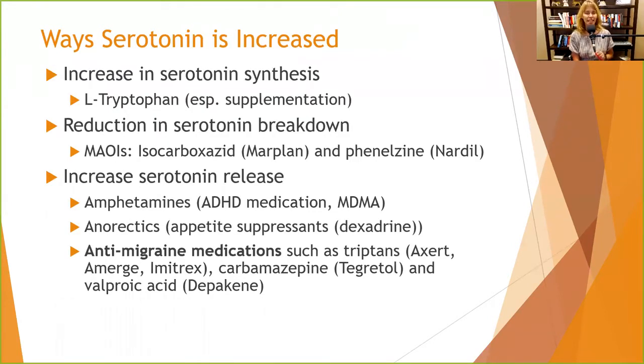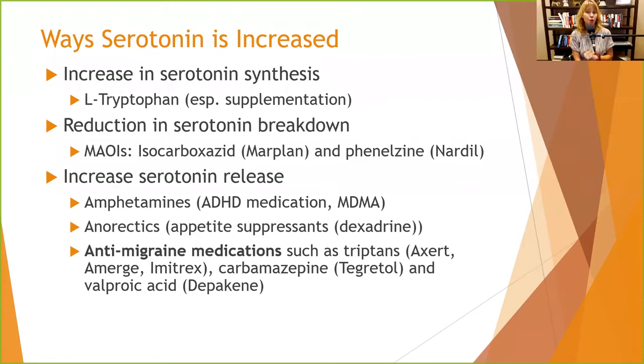Ways serotonin is increased. First, we increase serotonin synthesis, that is, the body making serotonin. Serotonin can only be made from tryptophan, which is an amino acid. If people start taking amino acid supplements, which can be dangerous when they're not in the ratio that nature has presented them to us, sometimes that can prompt too much serotonin to be created. Now, that also assumes that the body's going to take that extra tryptophan and say, hey, we've got excess building blocks, let's make more serotonin. But that is one way to increase serotonin.